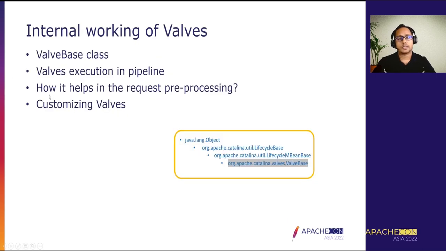Now a little bit on the implementation of the valves. A valve is designed with a generic interface, org.apache.catalina.Valve. Tomcat also provides an abstract class, org.apache.catalina.valves.ValveBase, that can be safely extended. The main method of ValveBase is the invoke method, where you can access both request and response. You can see the hierarchy of classes depicted in this slide. Creating a custom valve requires the necessary logic to be executed, and then the invoke method needs to be called for chaining to the next valve in the pipeline.